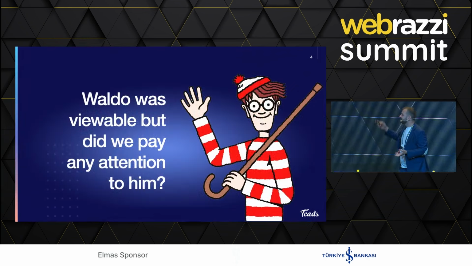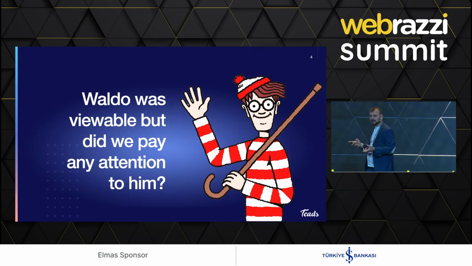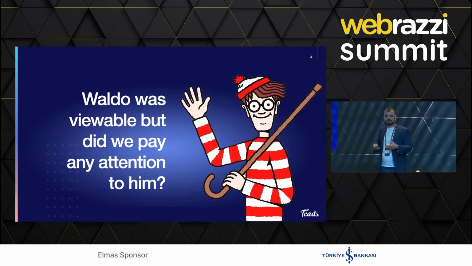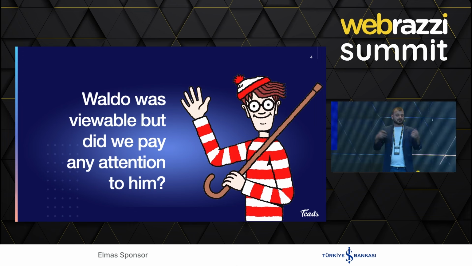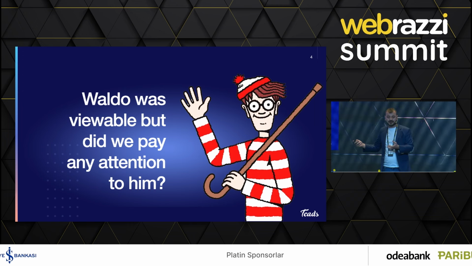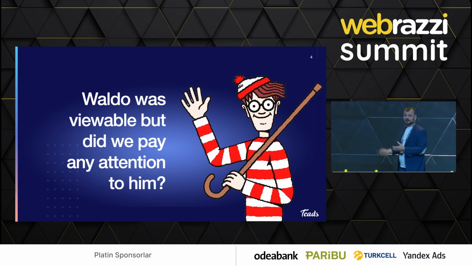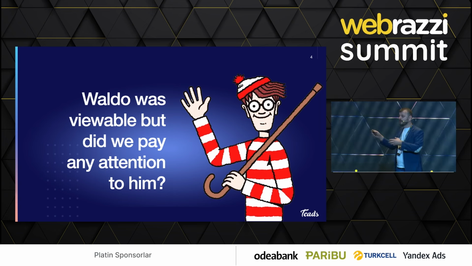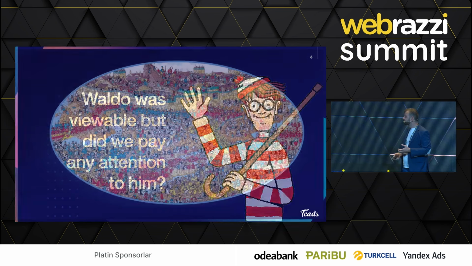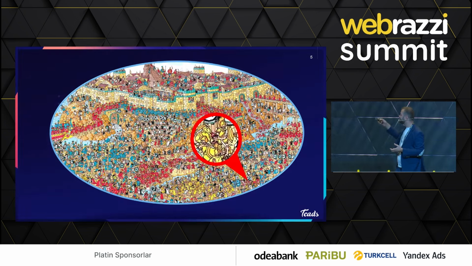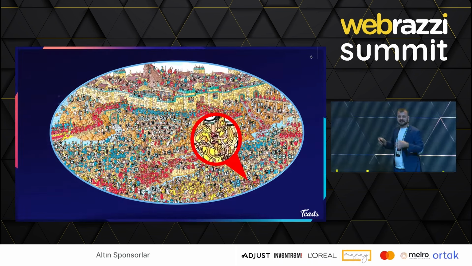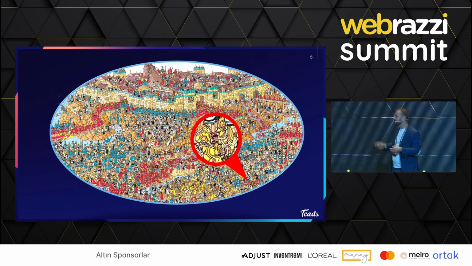The point was that Waldo was viewable as a character. He was in that photo, but we couldn't pay attention to him because of the crowd of other characters, because of all the other things that were happening on the screen when Waldo was there. So, just to show you the proof, he was there. Look, he was on the screen.